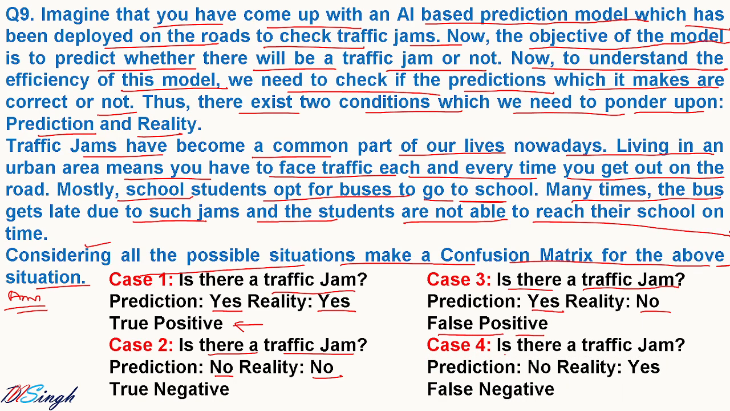Again, you can have case number 4. Is there a traffic jam? Prediction says no, but in reality there is a traffic jam. So this is a case of false negative, where actually it should predict the positive outcome because there is a traffic jam, but your AI model is saying there is no traffic jam. So it is a case of false negative.